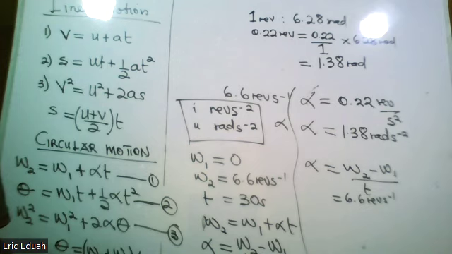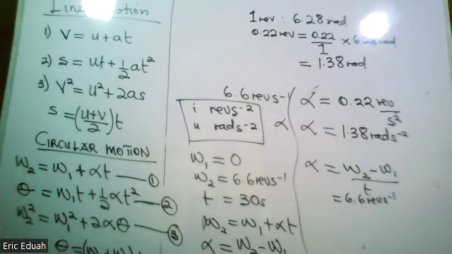Question 9.25. A wheel revolving at 6.00 revolution per second has an angular acceleration of 4.00 radian per second squared. Find the number of times the wheel must make to reach 26.0 rev per second and the time required.